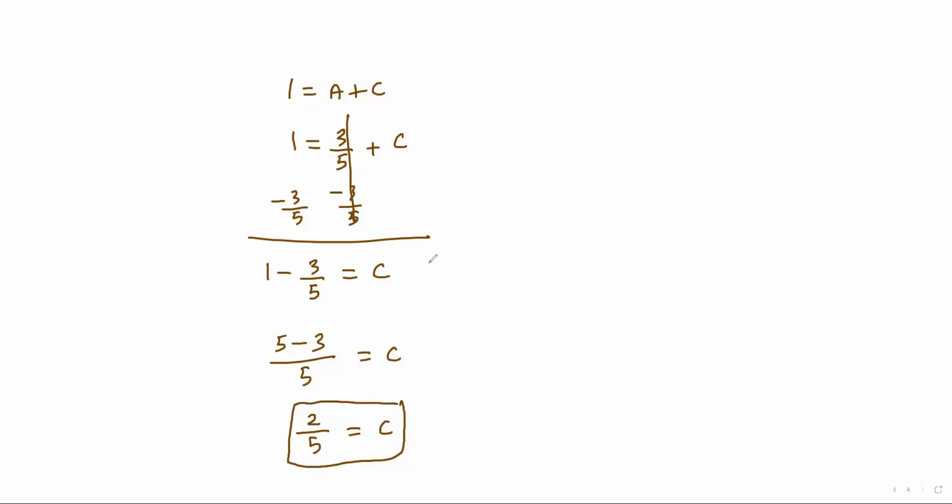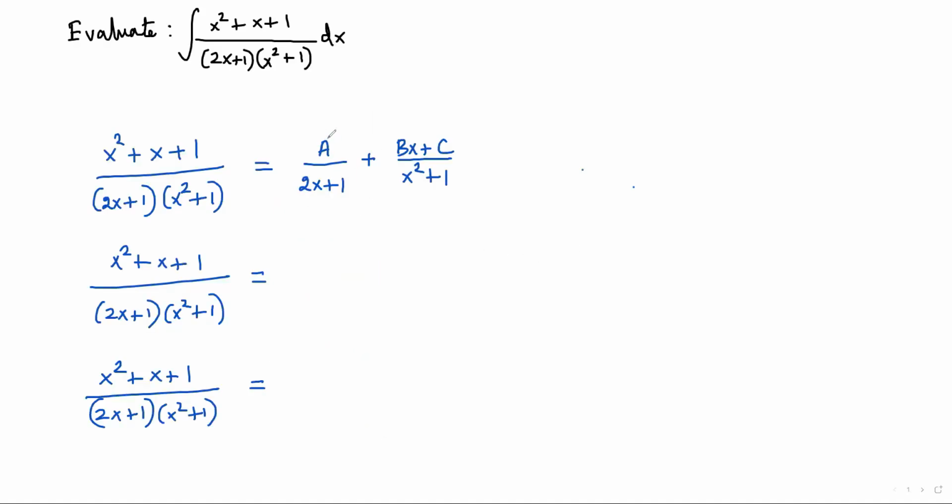Okay, now I got the values of all three constants, a, b, and c. Now we have to plug in these three constants into our original problem. Okay, let's go back to the original question. Here we can plug in the values for the constants a, b, and c. So the value of a is 3 over 5, so a can be replaced by 3 over 5. So we get (3 over 5) over (2x plus 1). And here I can plug in the value 1 over 5 for b and 2 over 5 for c. So I get ((1 over 5)x plus 2 over 5) over (x squared plus 1).